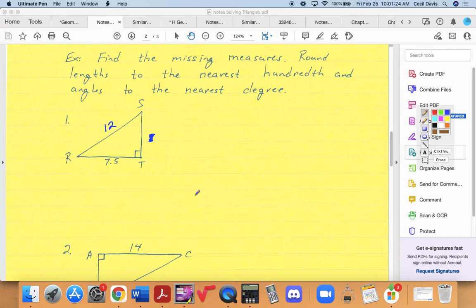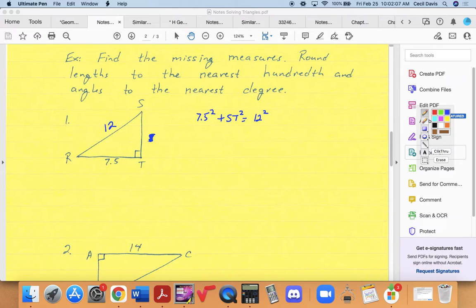Okay? All right, notice on this, we were given 2 out of the 3 sides, right? I personally always start with what I'm given 2 out of the 3 of. You're always going to either have 2 out of the 3 angles, or you're going to have 2 out of the 3 sides. That's the minimum requirement for these problems. So, how can we find the length of ST? Yeah, we're going to use the Pythagorean Theorem. So we're going to have 7.5 squared plus ST squared is equal to 12 squared.